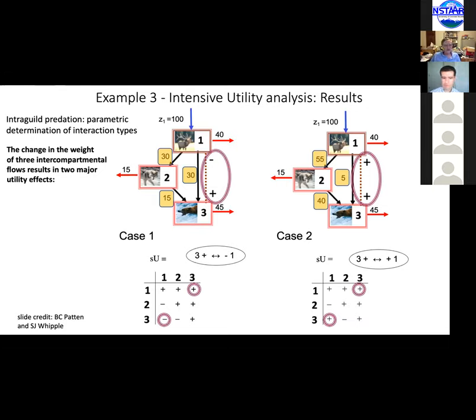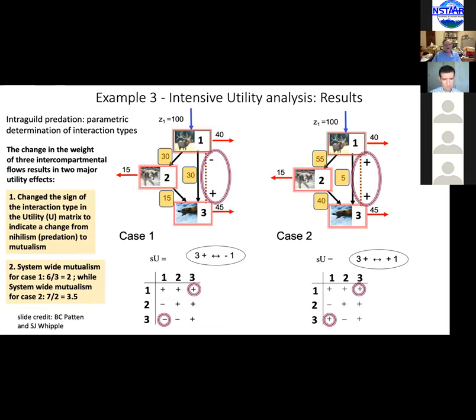So we find that when we change the weights of the intercompartmental flows by a certain amount, which basically would mean just changing the amount that the bear chooses to feed on one or the other, it changed the sign of the interaction matrix from predation, or nihilism, which is another way to say that, to mutualism. And then for a system-wide measure, if we do a ratio of the number of positive values to negative values in each of these, we see that in case one, we have 6 pluses to 3 minuses, which gives us a mutualism for the system of 2, whereas in case two on the right, there are actually 7 to 2. So 7/2 gives us a mutualism of 3.5. So it's a pretty big difference for just changing the actual distribution of flows. Otherwise, the models are identical.